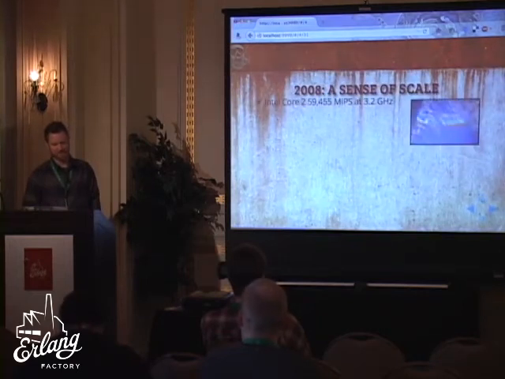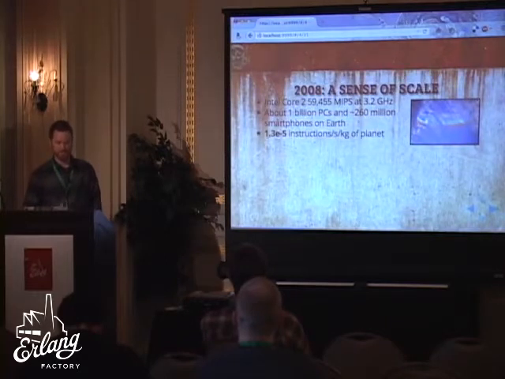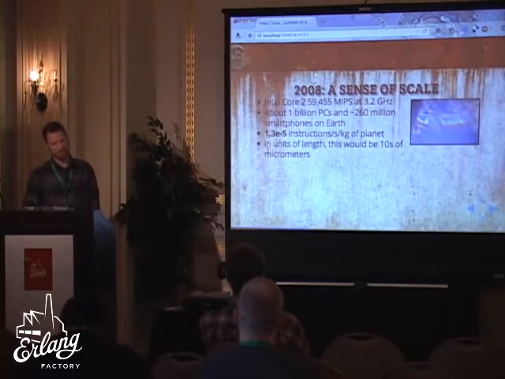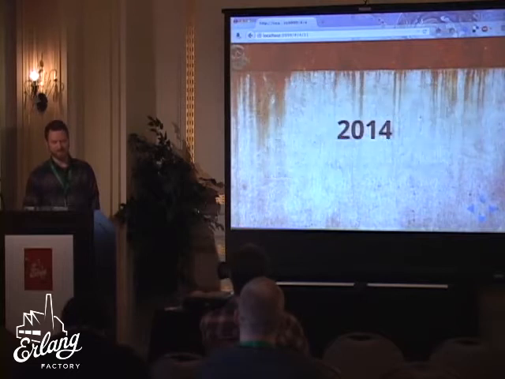Sense of scale. Huge changes. The processors had made great strides. 1 billion PCs, almost 300 million smartphones. 1.3 times 10 to the negative 5th instructions per second per kilogram of planet. And that brings us into the micrometer range. This is the typical size of fog or a cloud water droplet.